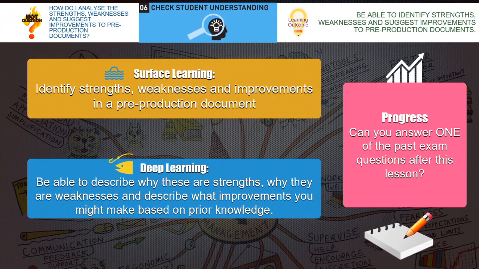Okay, so our surface learning outcome was to identify strengths, weaknesses, improvements in a pre-production document. Our deep learning outcome is to be able to describe why these are strengths, why they're weaknesses, and describe what improvements you might make based on prior knowledge. Now remember, by the end of the lesson, I would like you to be able to answer these SWI questions confidently.